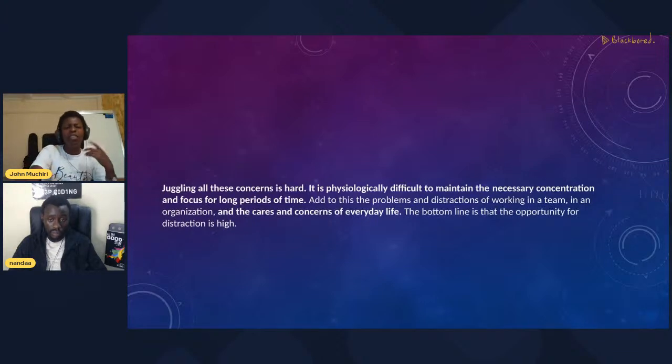So juggling all these concepts, or rather this concern, is hard. And now we have just talked about the coding bit of it. We have not talked about programmers. They are also people. We are also human beings.